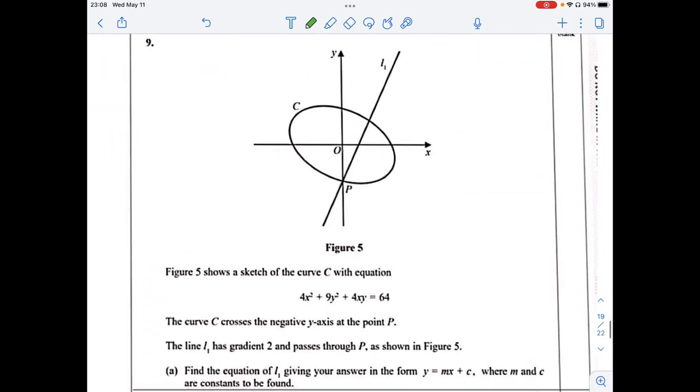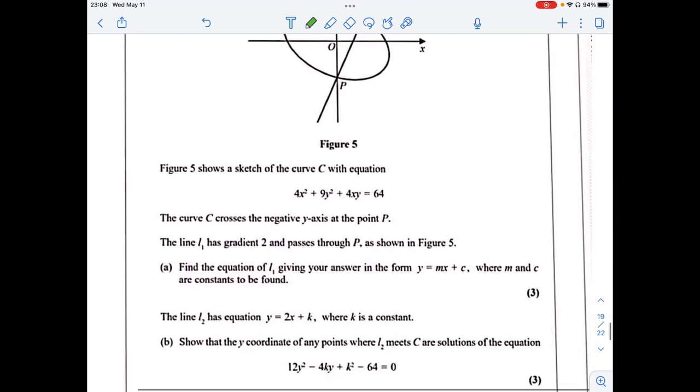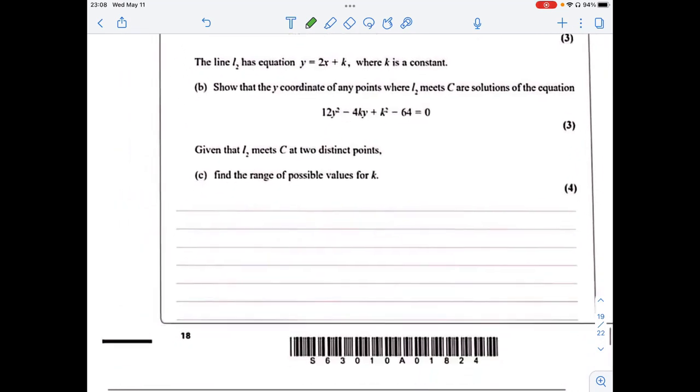Question number 9. Figure 5 shows a sketch of the curve C with equation 4x squared plus 9y squared plus 4xy equals 64. The curve C crosses the negative y-axis at a point P. The line L1 has a gradient 2 and passes through point P. Find the equation of the line L1.